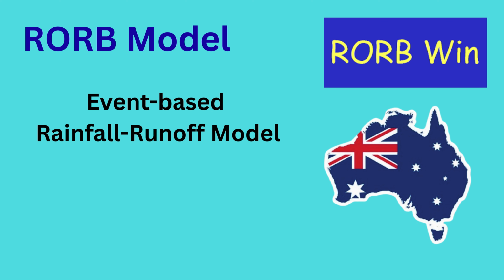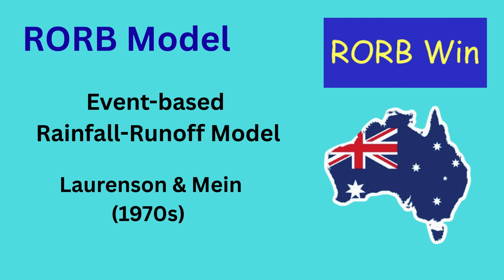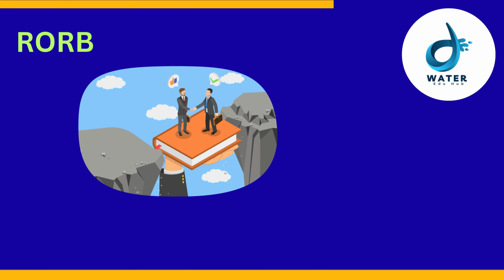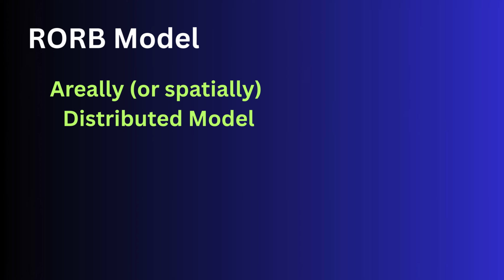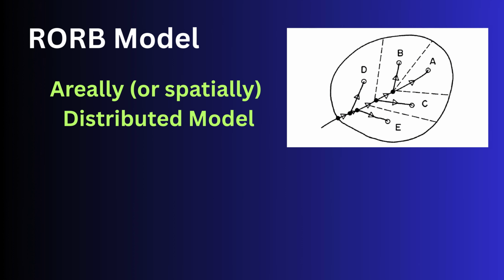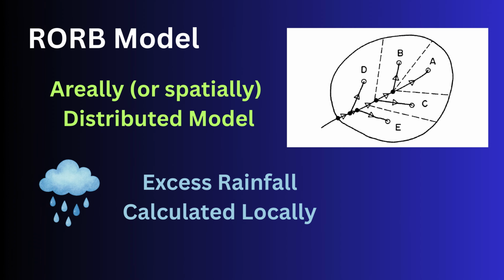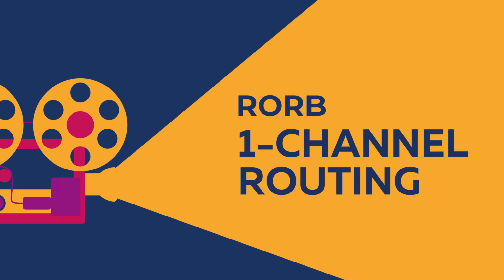Its development began in the 1970s with Laurenson and Main at Monash University. RORB was designed to bridge the gap between simple empirical methods and complex hydraulic simulations. It is an aerially distributed model that represents the catchment as a network of sub-areas. Rainfall excess is computed locally within each sub-area and then routed through a system of channel reaches. Let's start with channel routing in RORB.